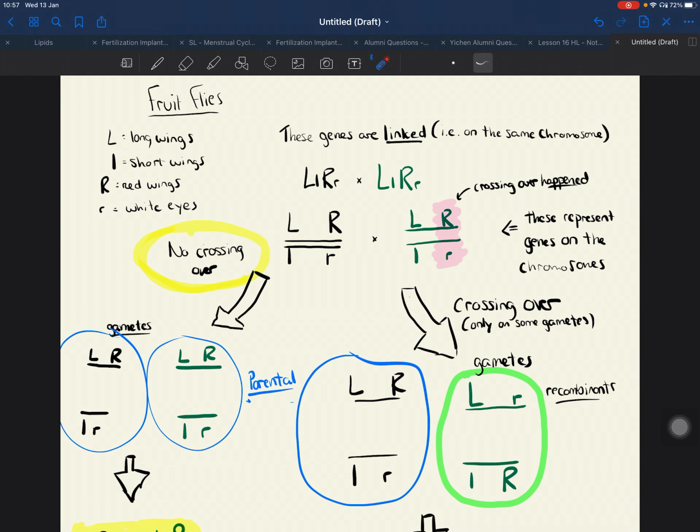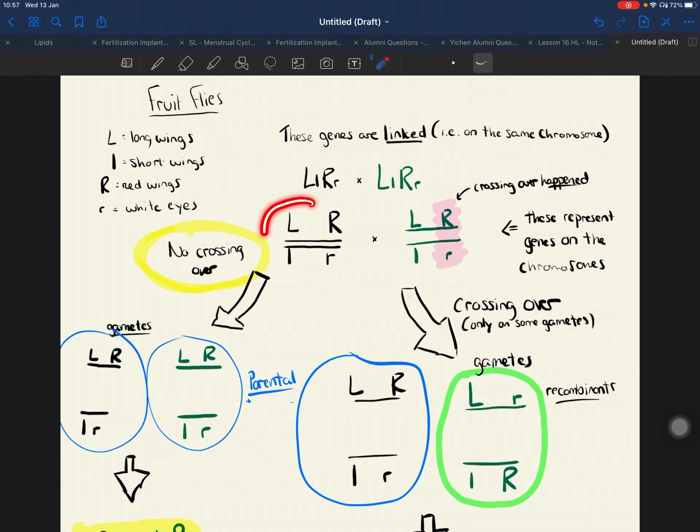Okay, so with this idea, two things can happen. We can have crossing over. Now remember, this is only going to happen in some of the gametes, not all of them, just some. Or we could have no crossing over. This is going to be about 90% of the time, no crossing over, and about 10% of the time crossing over might occur. There are a whole bunch of other factors, but we're going to leave it at that.